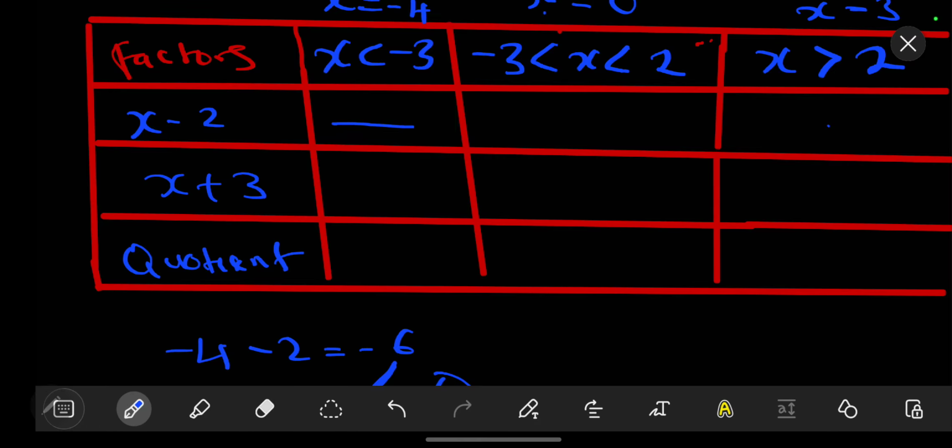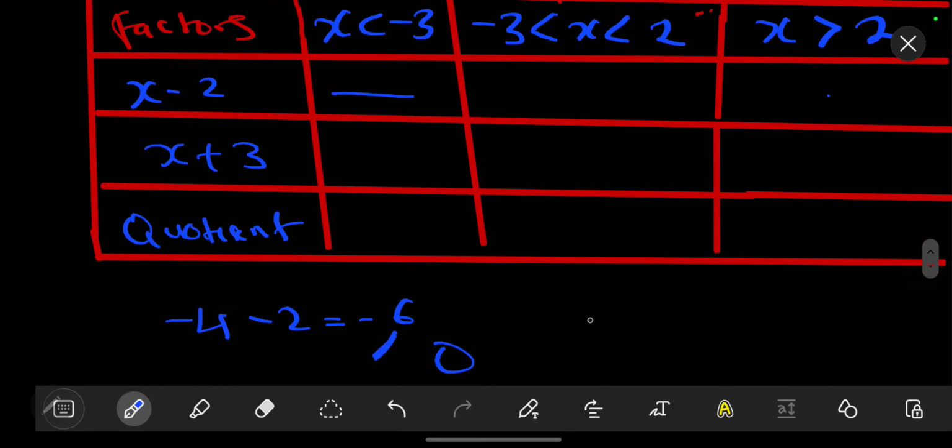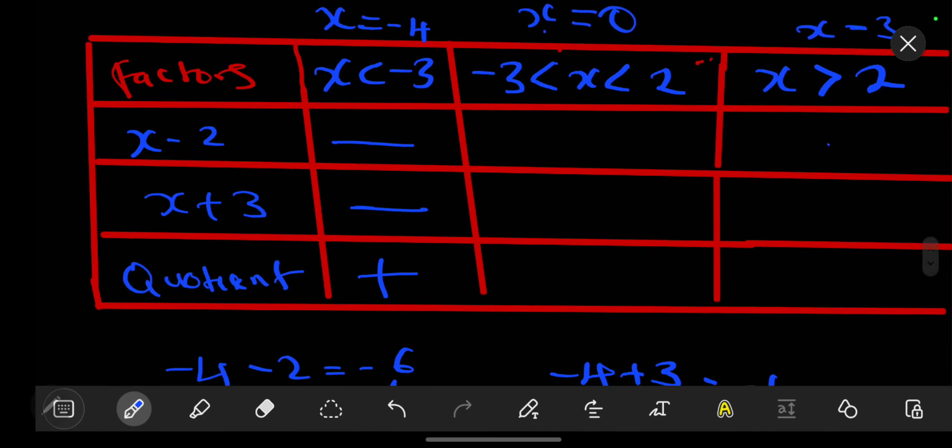So for negative 6, we are going to put the sign negative. Then for negative 4, if we put it there, it will be negative 4 plus 3, which is equal to negative 1. So we are going to have a negative, like that. Negative times negative, or divided by negative, since it's the quotient, will be equal to positive here.